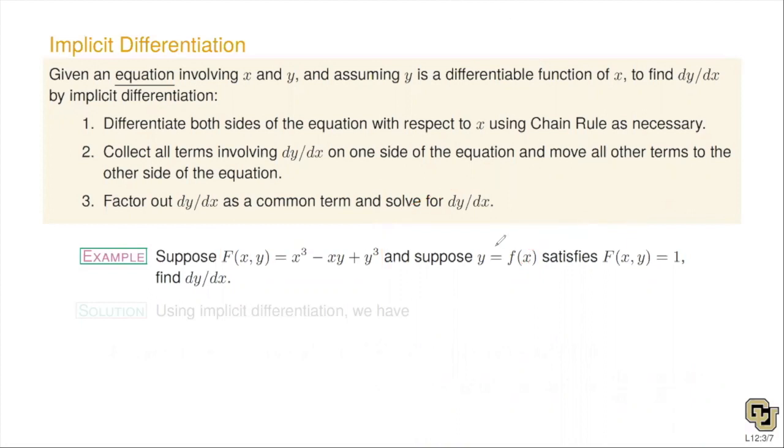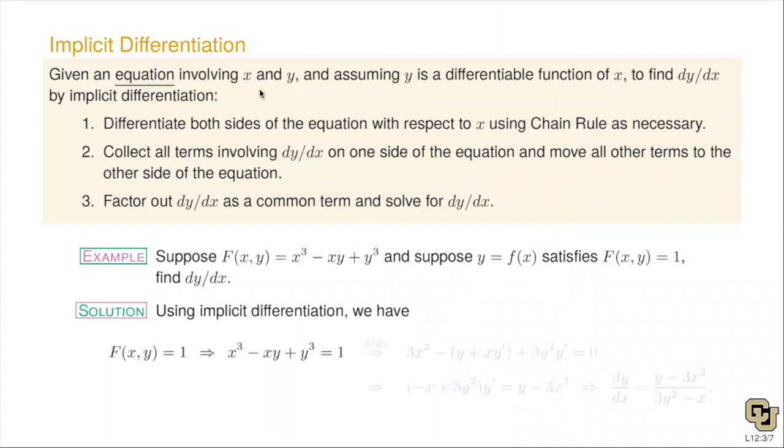And so we're told y is a function of x and it satisfies this equation. And of course, find the derivative. So this is a classic setup for implicit differentiation, because we don't know what y is, but we do know, we're given in the problem that y satisfies this equation, x cubed minus xy plus y cubed equals 1. So resist the temptation to solve for y.